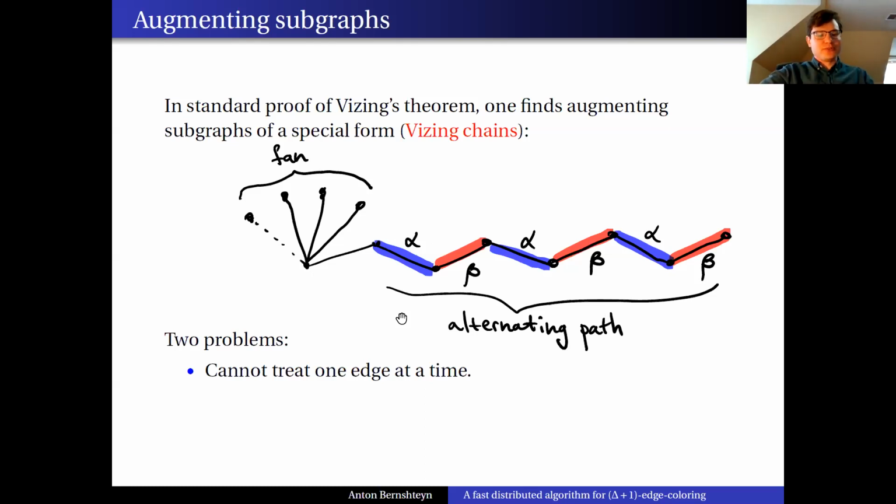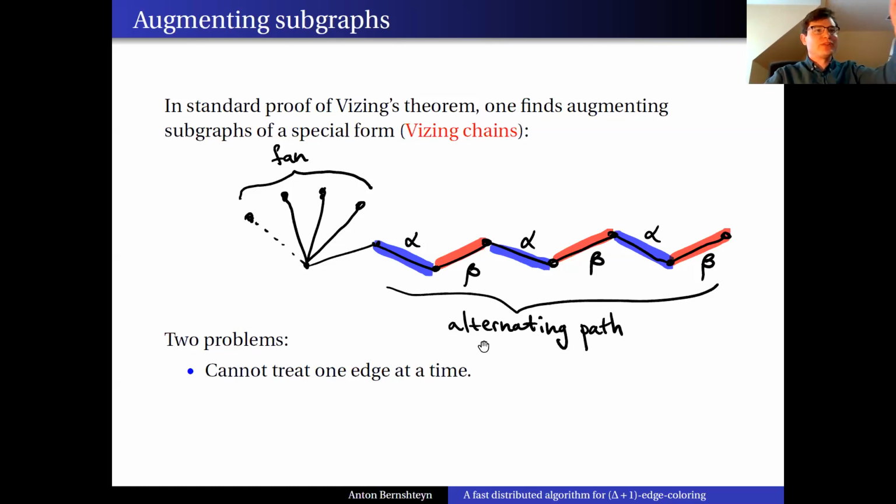Now, since this is a distributed algorithm, we have to do several edges at once. At least a non-negligible proportion of the colored edges has to be somehow fixed in one stage of the algorithm. So this is one problem, which is maybe not as bad.